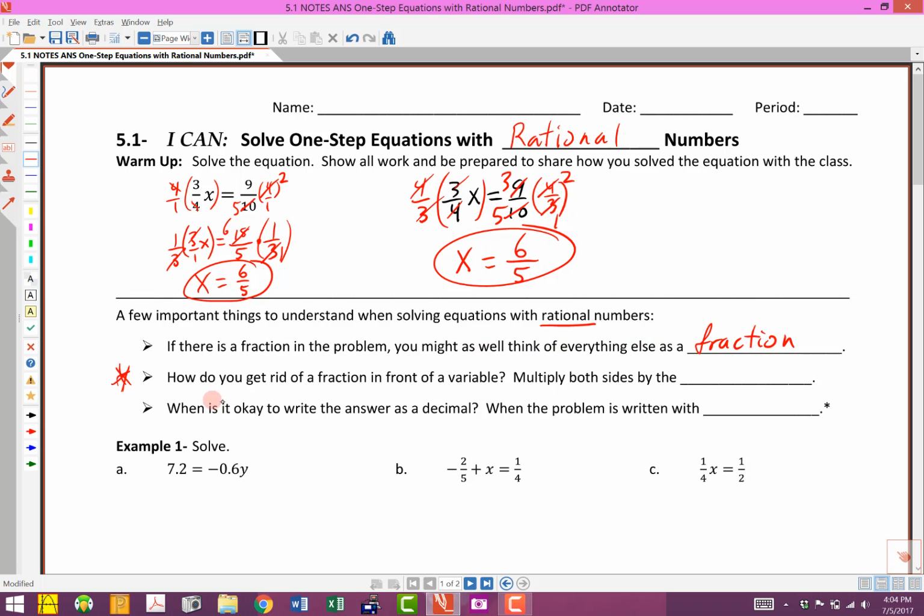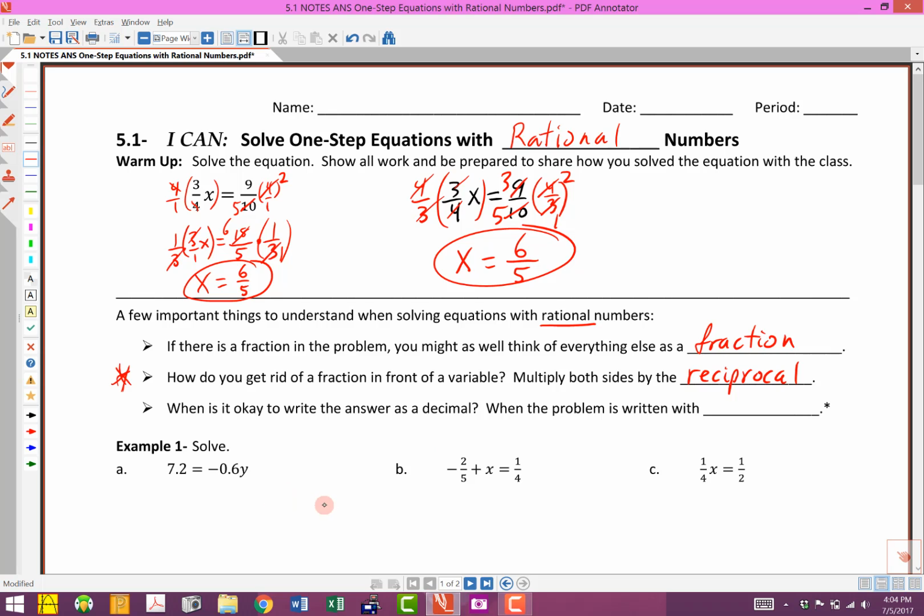The next one is a question. How do you get rid of a fraction in front of the variable? And that's what I was talking about up here. And this is a nice quick way to do this. So how do you get rid of a fraction in front of the variable? You multiply both sides by the reciprocal. That's how you spell reciprocal. And again, reciprocal is just a fancy word for flipping the fraction over. All right, and the next one is, when is it okay to write your answer as a decimal?